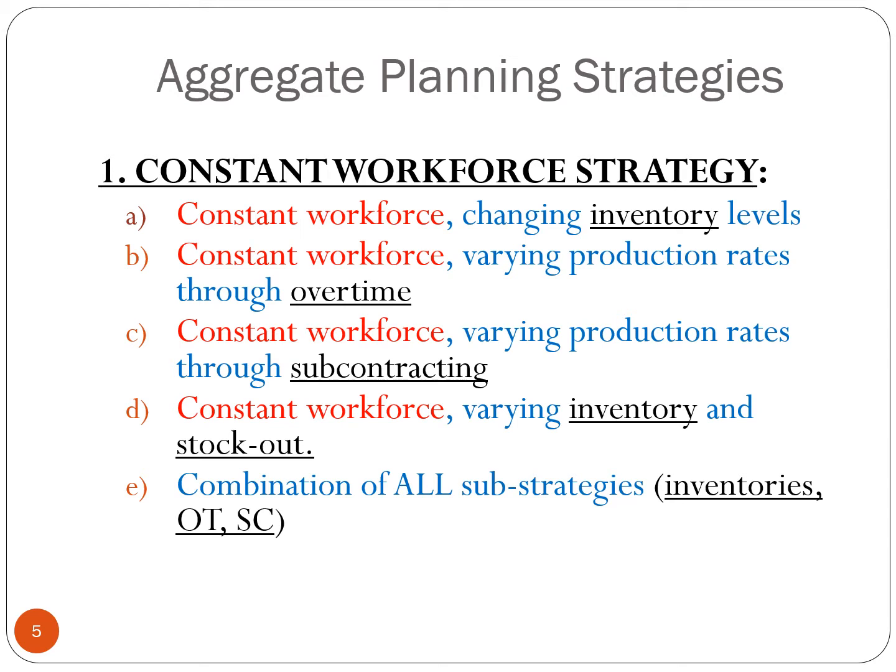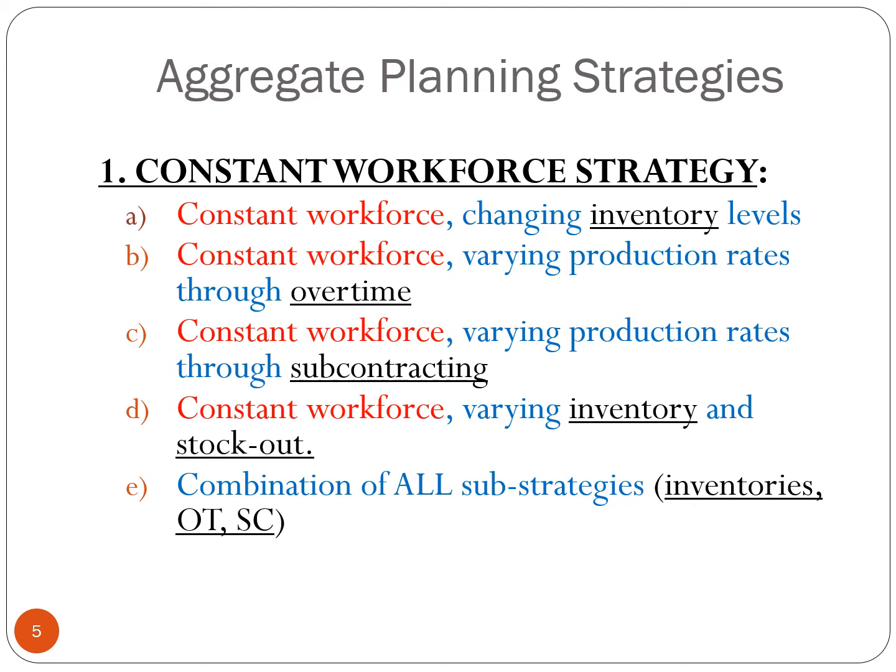Okay, for constant workforce strategy, there are a lot more sub-strategies. So what I give you here from A until E, these are the sub-strategies. So please focus on the words written in black. Okay, the first strategy here is constant workforce, changing inventory level. So you need to understand what is inventory. So inventory here means stock.